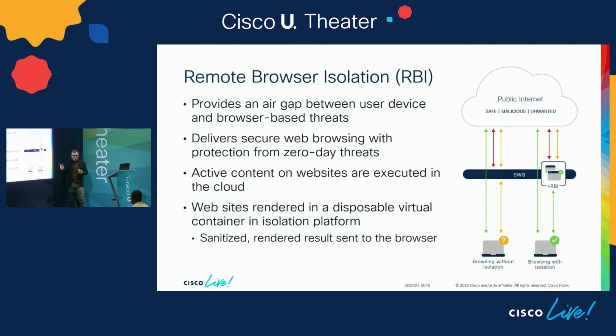So how does this actually work? RBI actually runs this web page in a disposable virtual container and renders just the sanitized results down to your browser. So whenever you browse to that potentially harmful website, any active content on that website will actually be executed in the isolation platform rather than in your browser on your local machine.